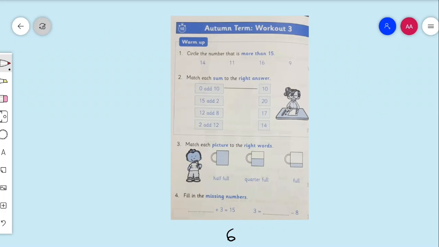Okay, welcome back. And today we're going to do workout 3, page 6. So let's start with question number 1. Question number 1 is, circle the number that is more than 15.